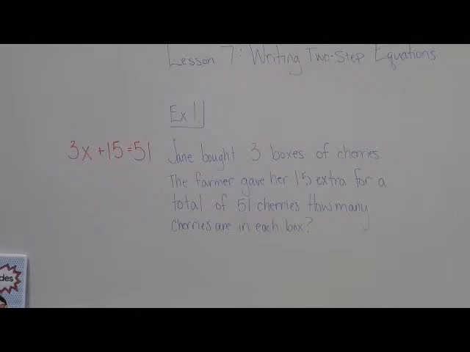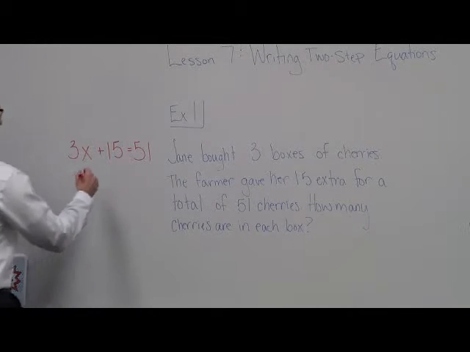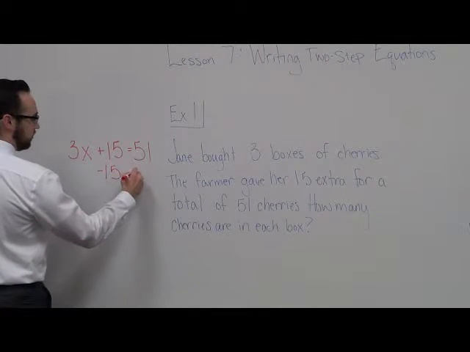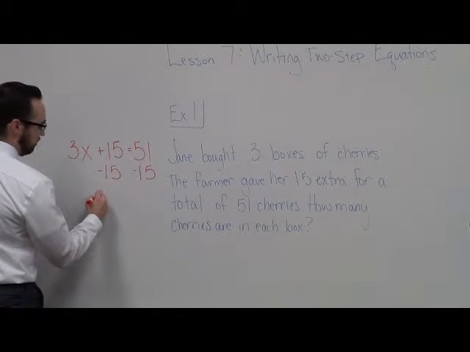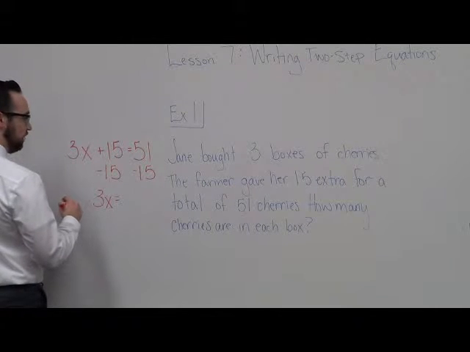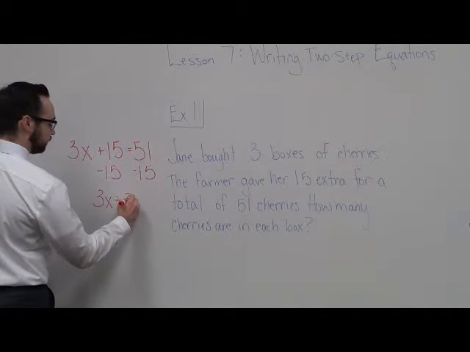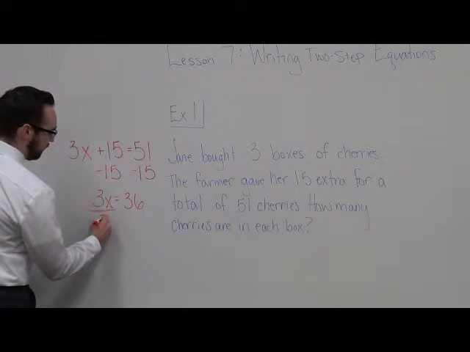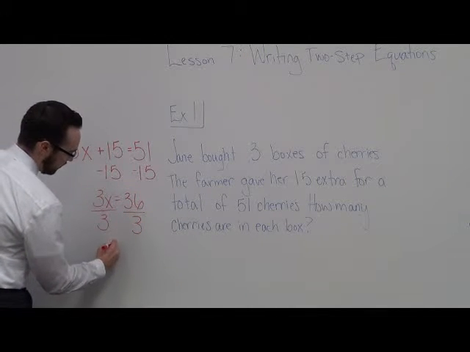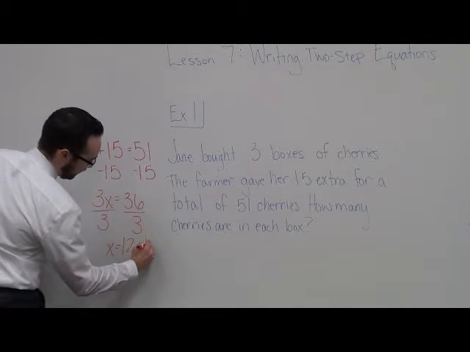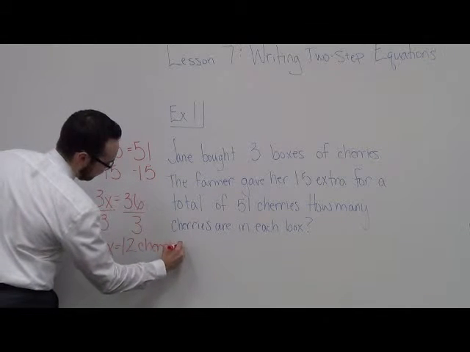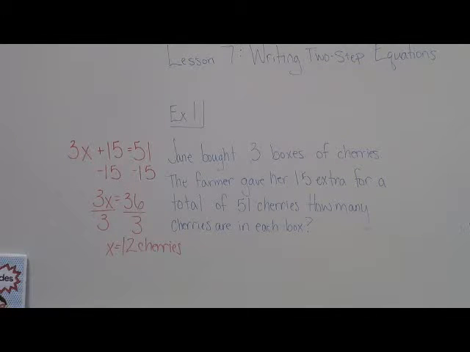So again, working backwards, the first thing we want to do is to subtract 15 from both sides. So we end up with 3x is going to be equal to 36. We divide that by 3. And so we find out there are 12 cherries in each box. So again, not super hard, just reapplying other things we've done in the year and putting it all together into one big problem.